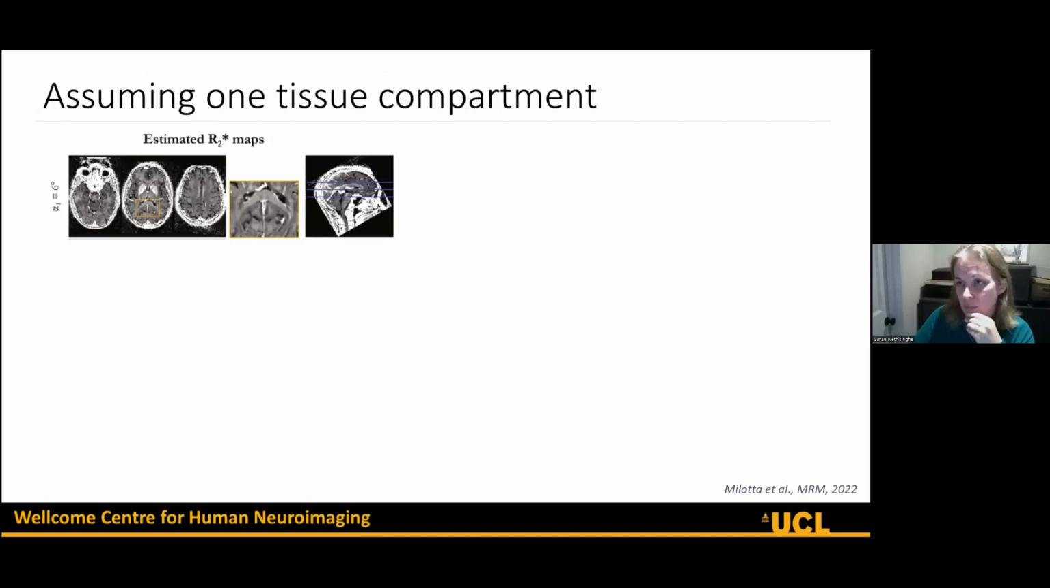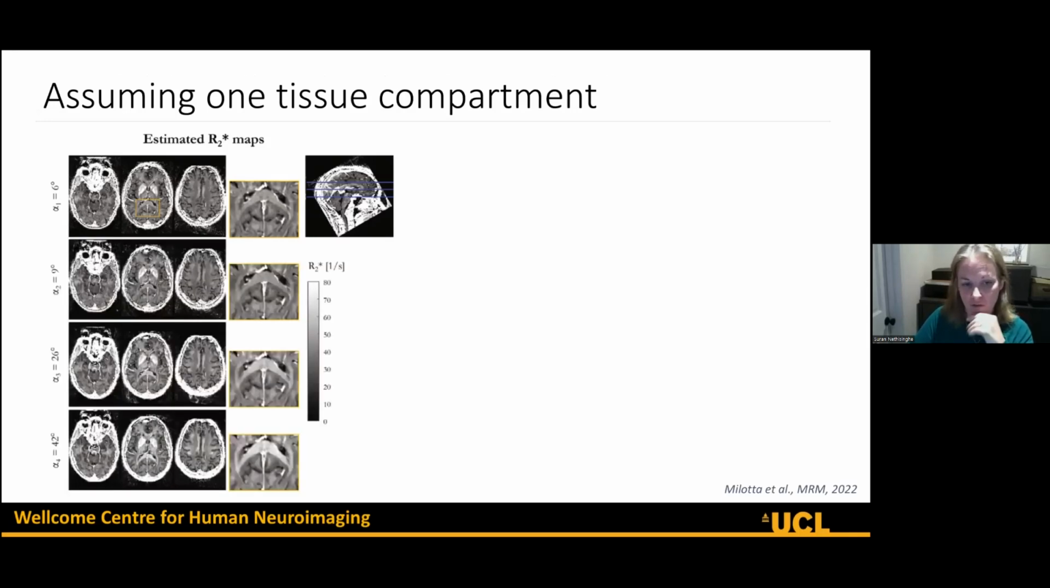But here we've obtained this R2 star map with a flip angle of 6 degrees. Now we wouldn't ordinarily assume that the flip angle was going to impact our measurement. And in fact, we typically assume that it does not. But here, if I show you different R2 star maps that have been computed as the flip angle has changed, you see that this isn't the case. And in particular in the corpus callosum, you can see that the R2 star is changing quite substantially.